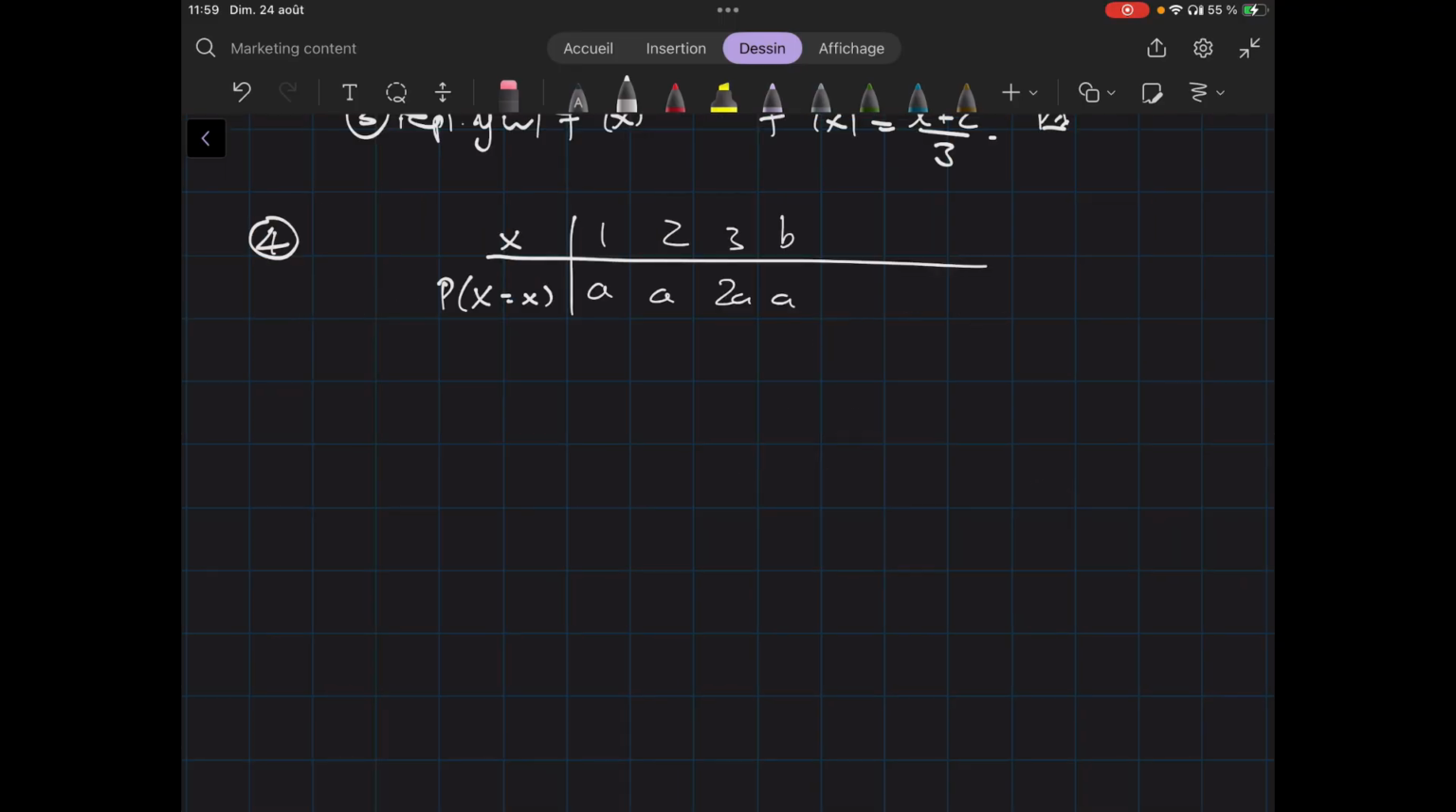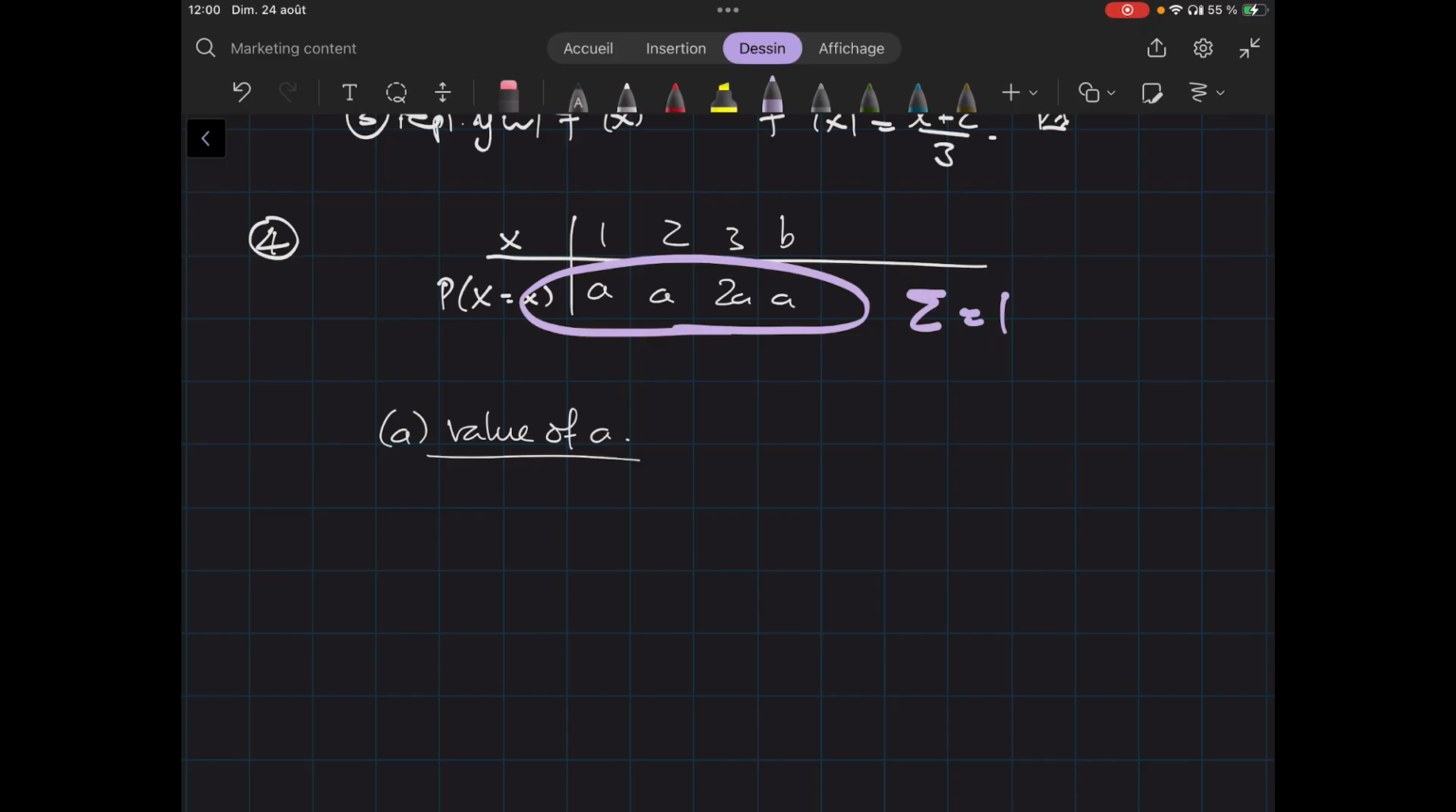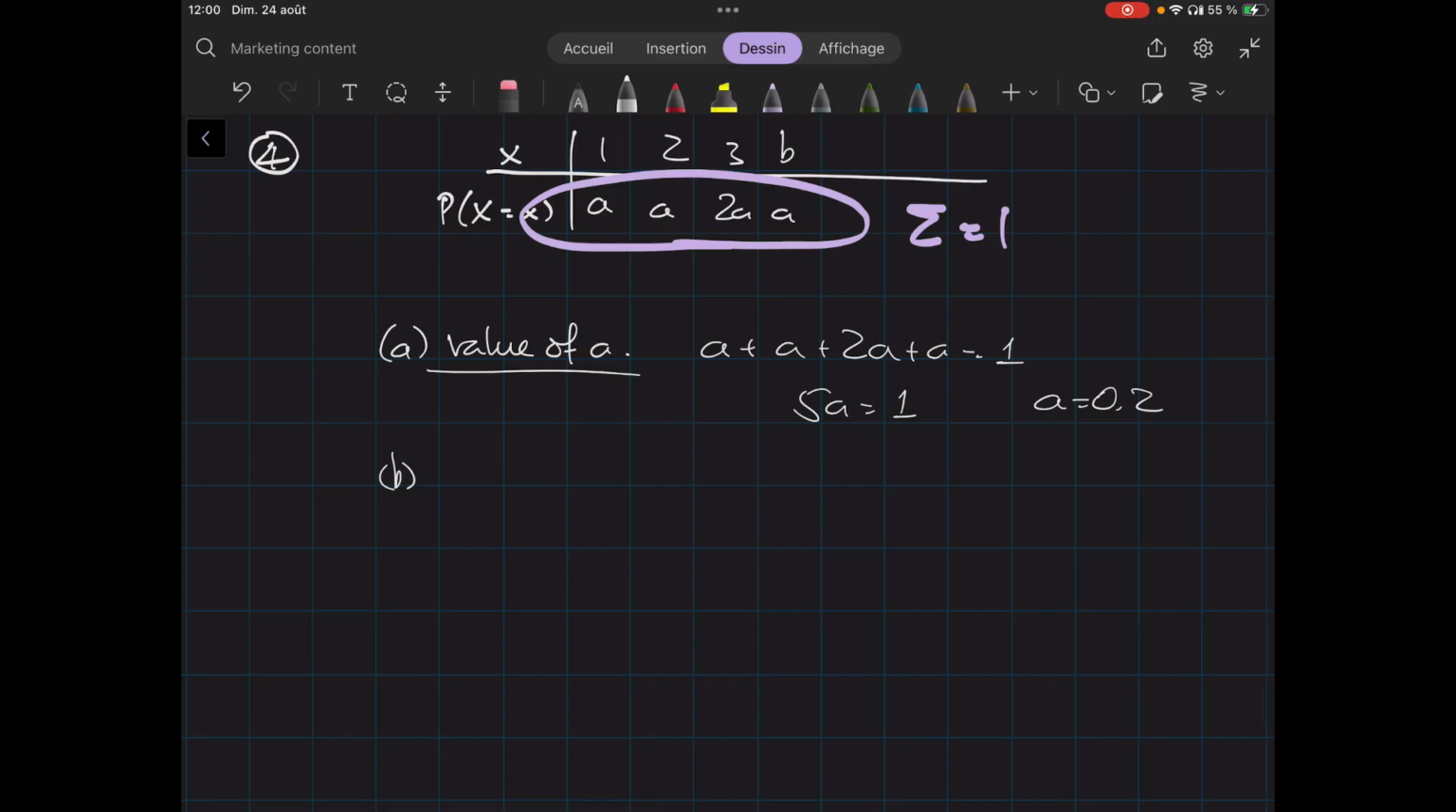Question 4 is on discrete random variable. In part A, you're asked to find the value of a. In a discrete random variable distribution, the sum of the probabilities is equal to 1. So a plus 2a plus a is equal to 1. 5a is equal to 1. a is 0.2.